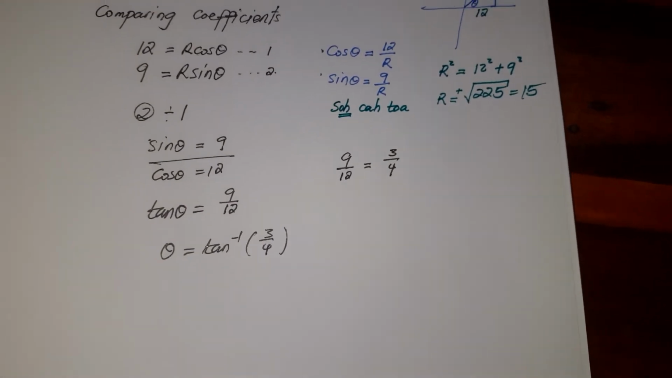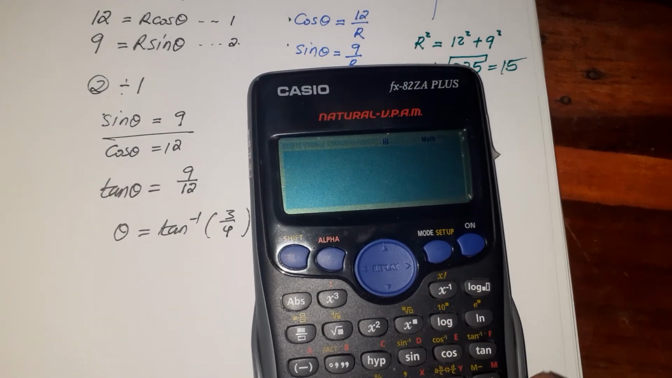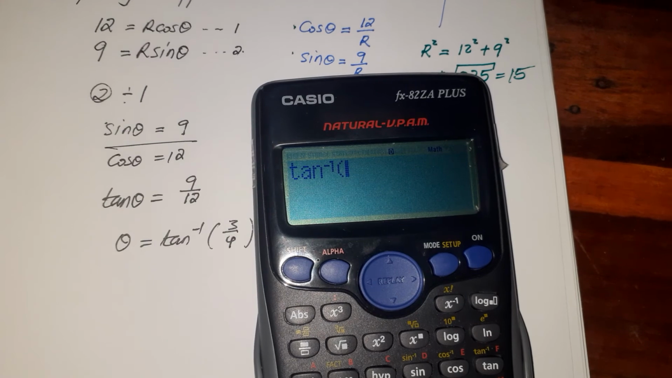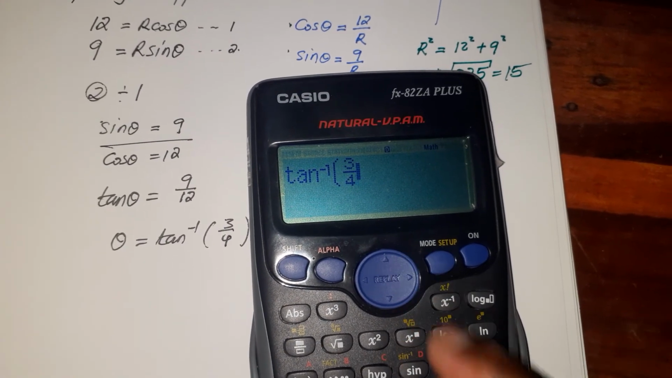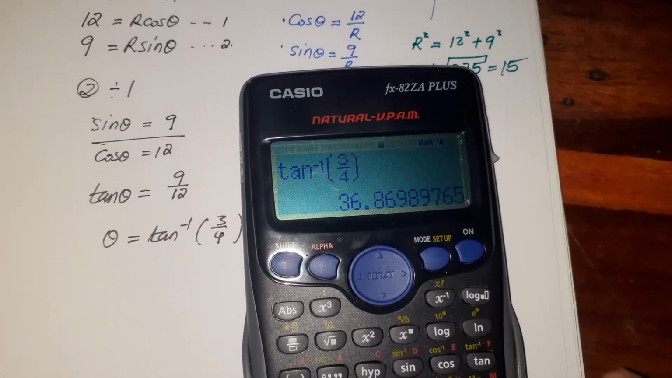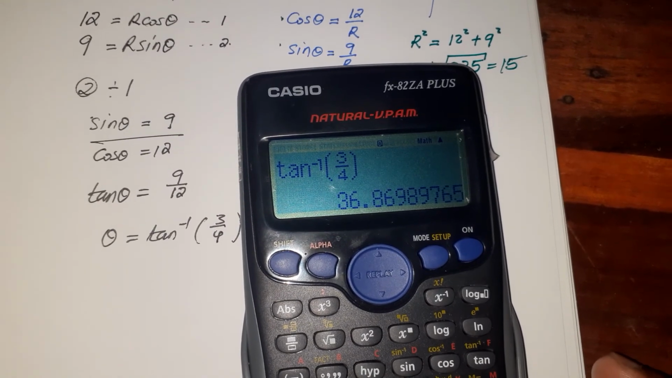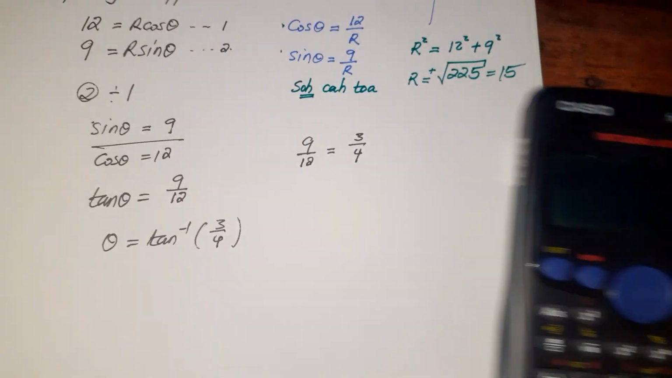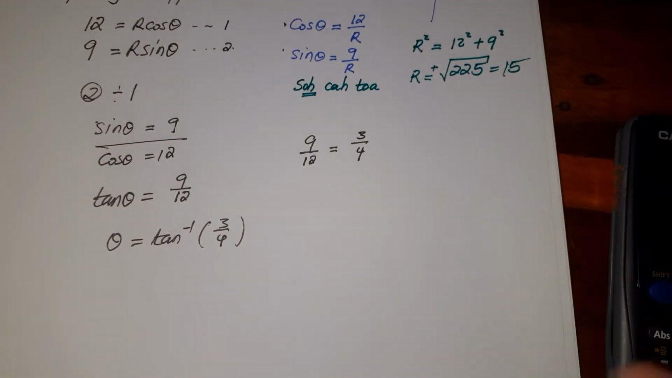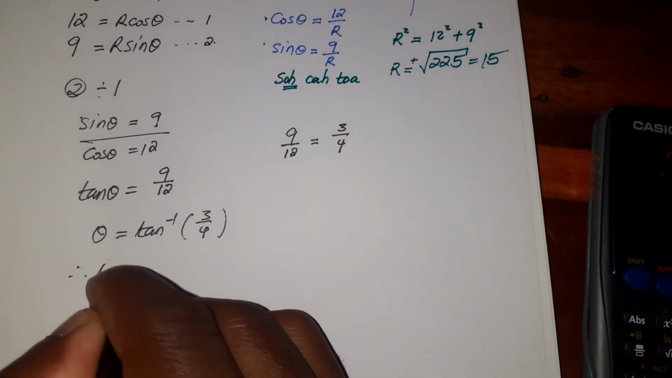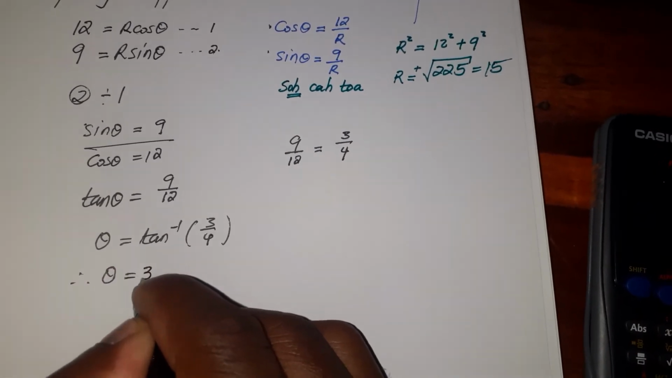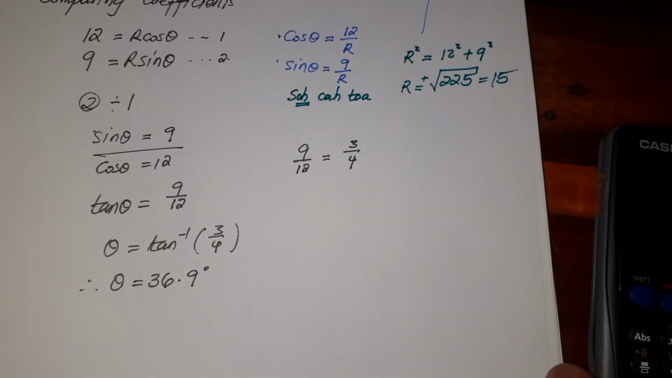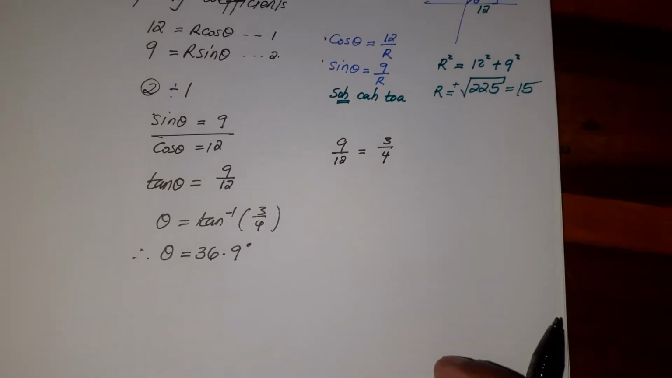Now here we can use our calculator. Then we are going to press inverse of tangent of 3 over 4. And we are getting 36.869. We can round to one decimal place. Then we are going to have 36.9. Therefore, our theta is equal to 36.9 degrees. I rounded that to one decimal place.